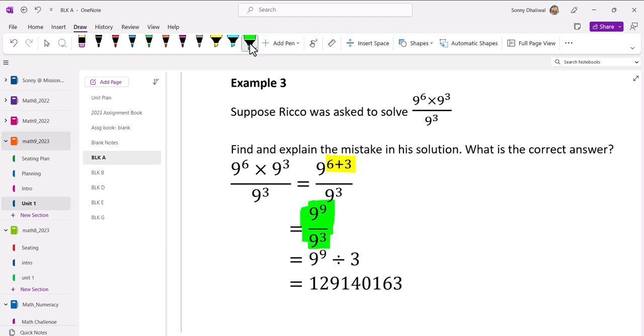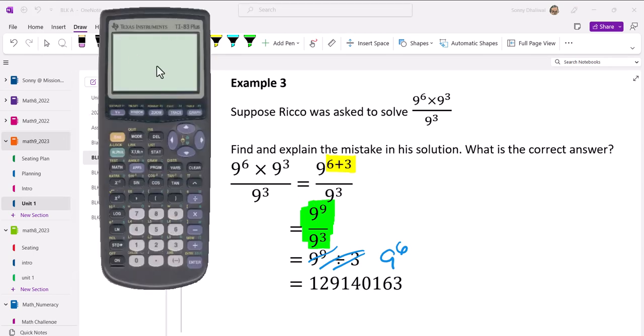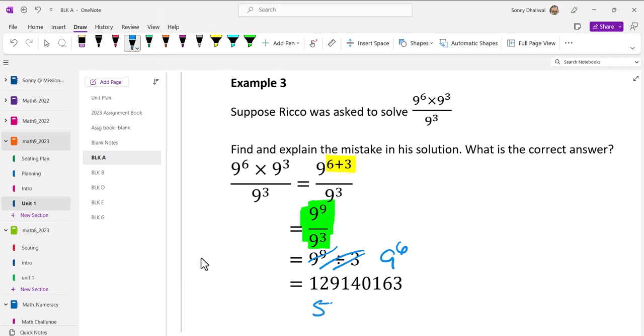So at this stage, the person should have said, let's subtract the exponents. 9 minus 3 is 6. Then grab the calculator and work out 9 to the exponent 6, and I get this big number, 531,441. That's what it should have been. Okay? And that's it.